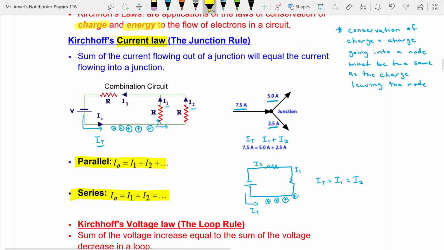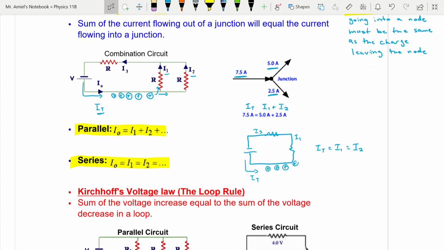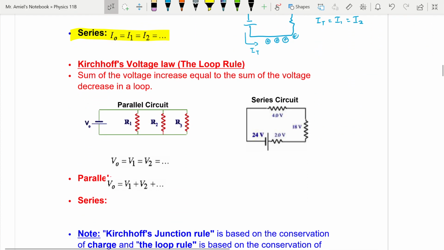Okay, so this junction rule is the conservation of current law. I think I made a note already, yep. Junction rule, conservation of charge. Okay, so Kirchhoff's voltage law, or the loop rule, next.